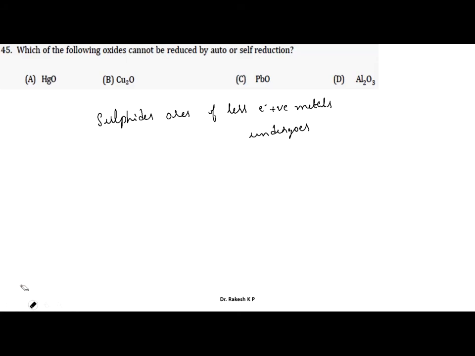See this one here. Now we have to identify the less electropositive metals, which undergo self reduction, also called auto reduction. We know mercury, in the case of sulfide ores, and even copper and lead. They are less electropositive, hence they undergo self reduction. Aluminum is a reactive metal, hence it cannot be reduced by self reduction. So hence the option is D.